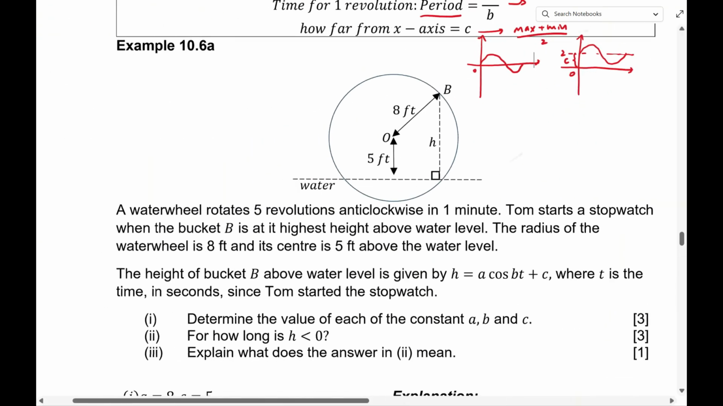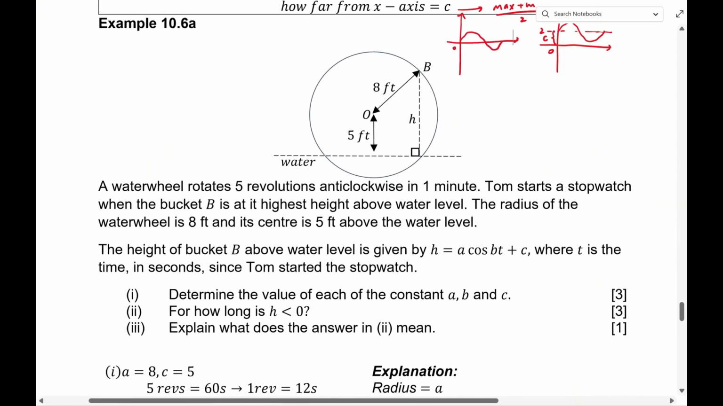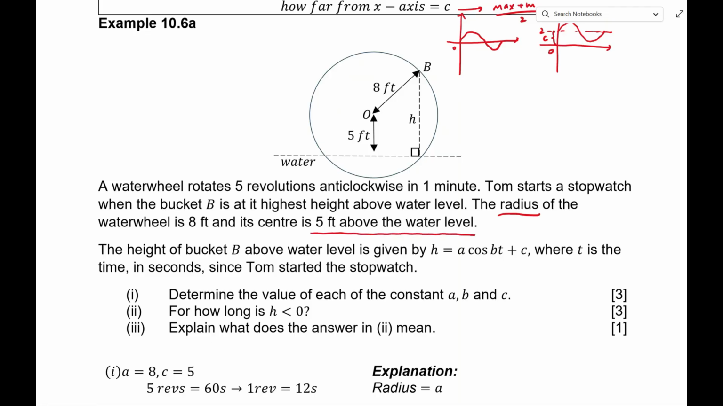Now let's move on to the examples. A water wheel rotates 5 revolutions anti-clockwise in 1 minute. Tom starts a stopwatch when the bucket B is at its highest height above water level. The radius of the water wheel is 8 feet and its center is 5 feet above the water level. Since the water level is being taken as the reference point, we will take our water level to represent our x-axis. The height of bucket B above water level is given by h equals a cosine bt plus c, where t is the time in seconds since Tom started the stopwatch.